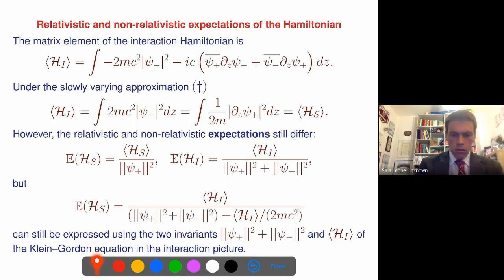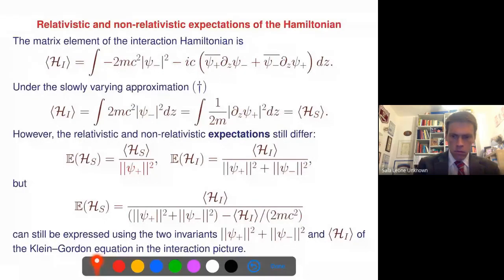However, what's physically meaningful is not the matrix element, but the expectation, so I have to normalize. And then there's a nasty little twist: in the Schrödinger equation that's non-relativistic, I have to normalize by mod psi plus squared, because the Schrödinger equation only knows about psi plus. But in the relativistic world, there's another bit of psi minus, and it's only in the combination of those two that's preserved. So the matrix elements, this is the same as that, but the expectation is not the same as that expectation. But luckily, using this, I can express the expectation of the extra bits in terms of H minus.